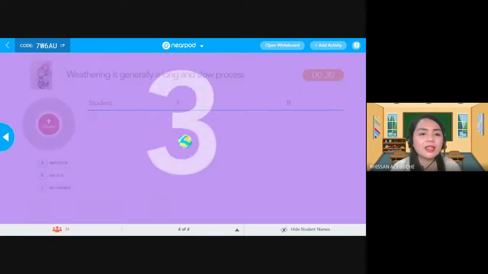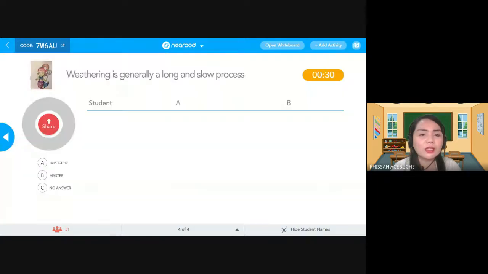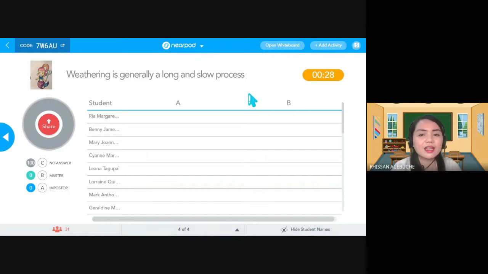The next statement is, weathering is generally a long and slow process. You can now type in your answers.